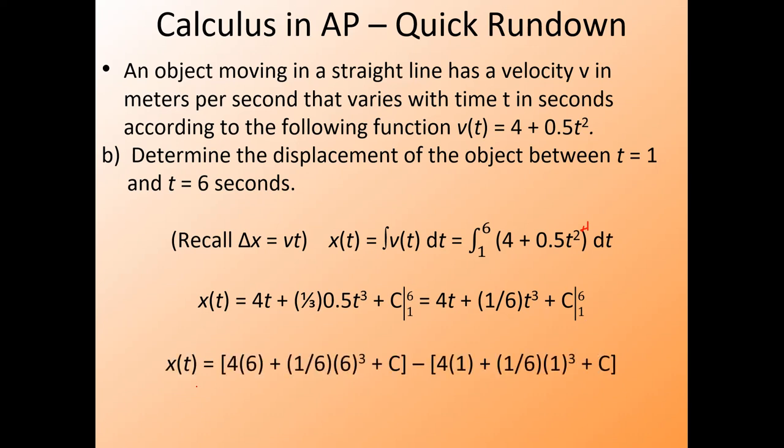So I plug in the values. I plug in 6 for time. So it gets 4 times 6 plus 1 over 6 times 6 cubed plus some constant, minus the initial value. So 4 times 1 plus 1 over 6 times 1 cubed, and so on.